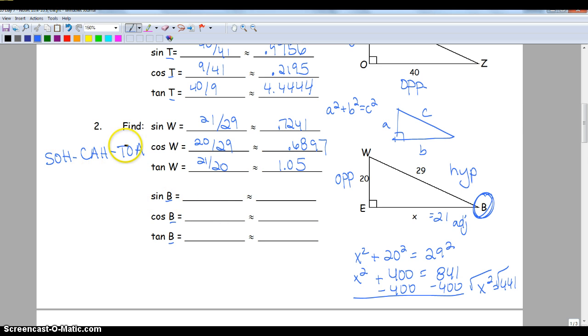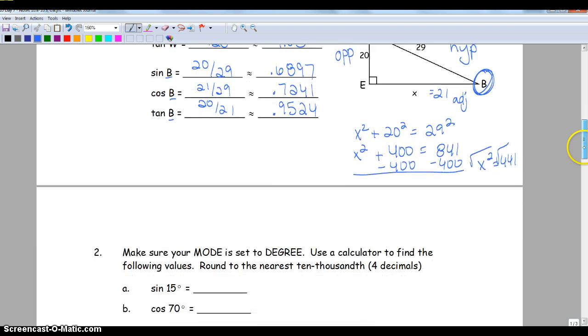So sine of B, opposite, 20 over 29. We did that up here. You get 0.6897. Cosine of B is adjacent over hypotenuse, 21 over 29. We did that up here. We got 0.7241. And then tangent of B is 20 over 21. Divide that out, you get 0.9524. And that's how you will do that first problem on your assignment.